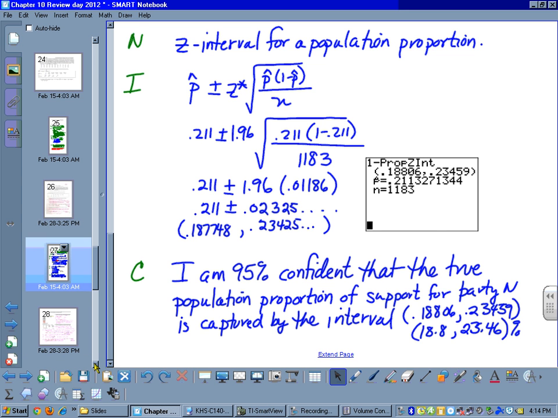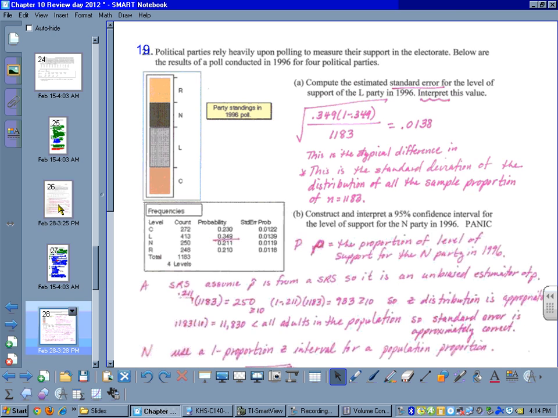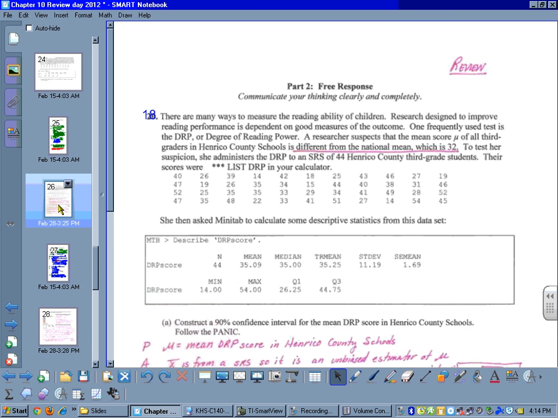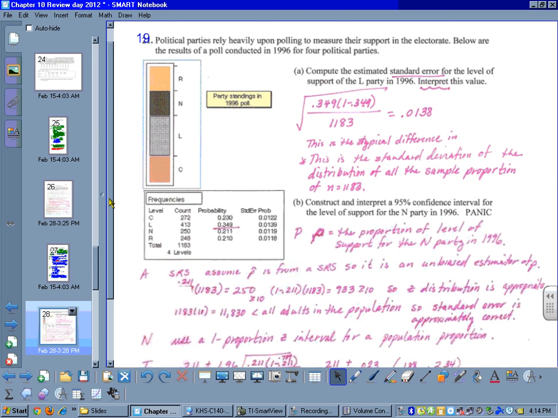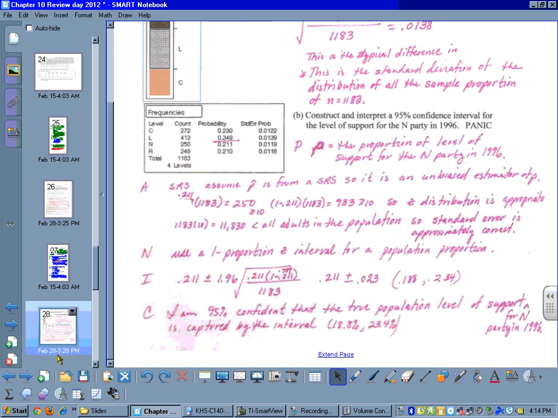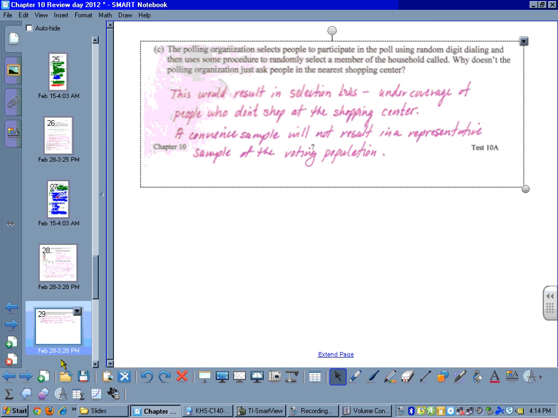All right, the next thing it asks us is, let's see if I can find it, if they select people using random digit dialing, why doesn't the polling organization just ask people in the nearest shopping center? Well, that would result in bias and undercoverage of people who don't shop at that shopping center.